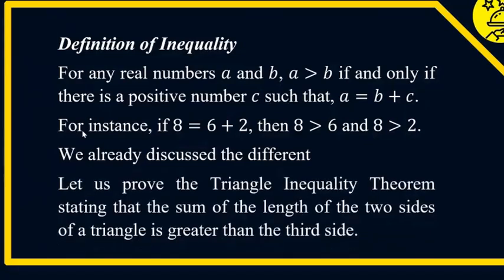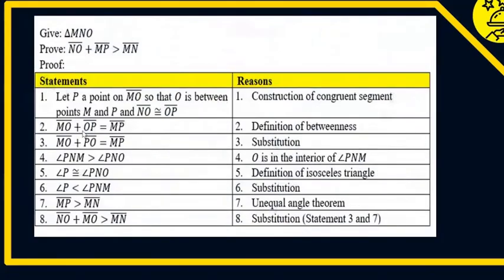So let us prove the triangle inequality theorem, stating that the sum of the lengths of any two sides of a triangle is greater than the third side. So given the triangle MNO, let us prove that the segment NO plus the segment MO is greater than the side MN. So here is the statement and the reason.